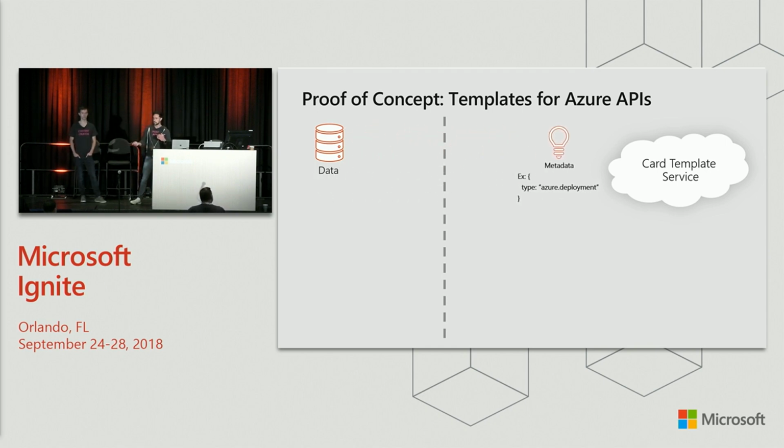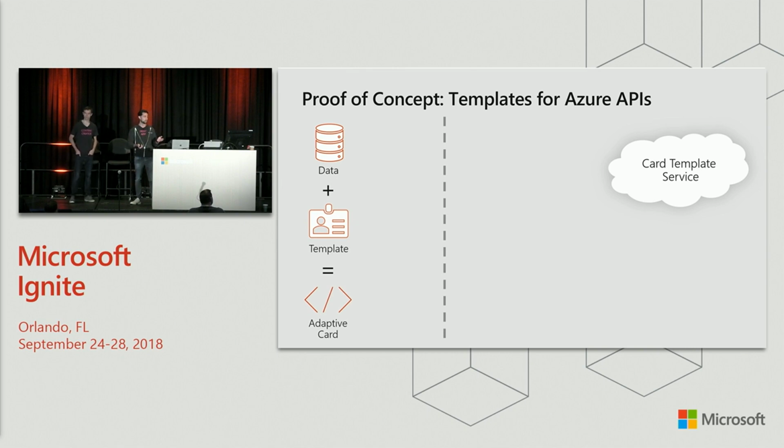So we thought, we've got all this data. Could we create a card template service, if you will, something that knows, oh, I know what that type of data is. I have a great-looking adaptive card for that. Couldn't we just give you that template, send it back to the originating app, and then create a fully renderable adaptive card?